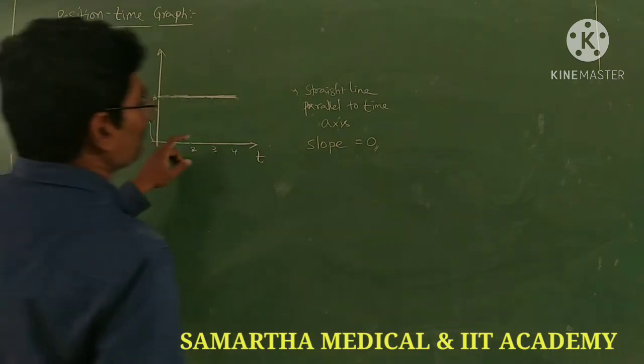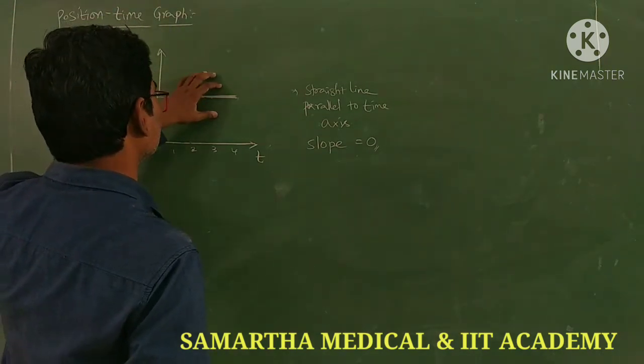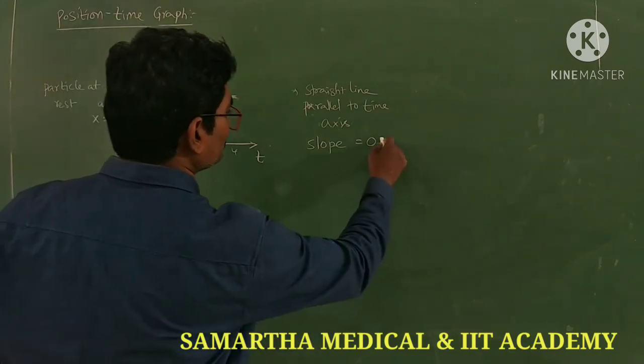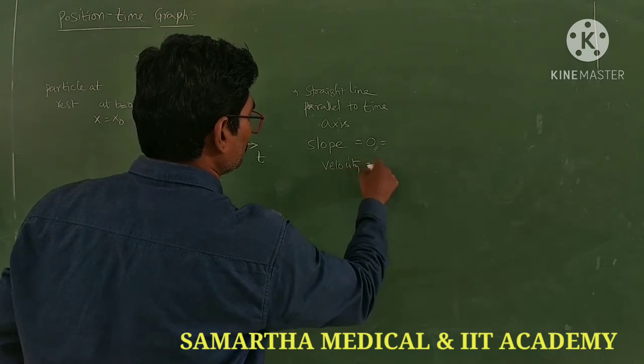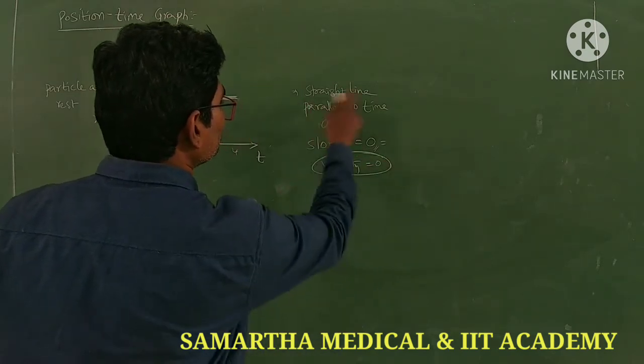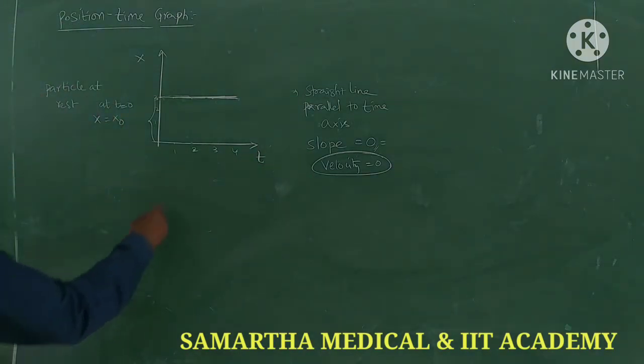So the slope is equal to 0. That means velocity: slope is the change in position, the y coordinate by the x coordinate, x by t. That gives you slope 0, which means velocity is also 0. The velocity of the particle is 0. Since the particle is at rest, the velocity will be 0. Right, next. Go to another one.